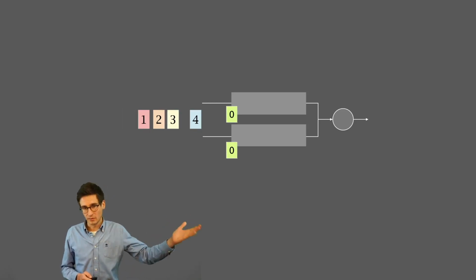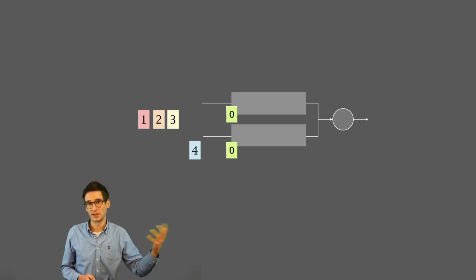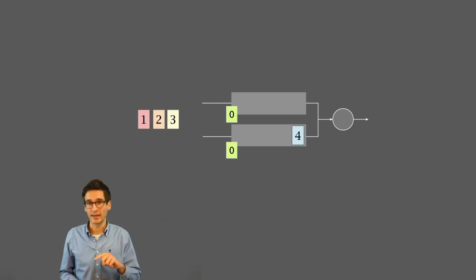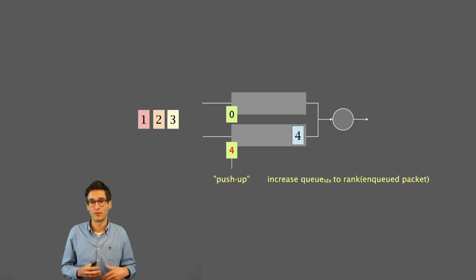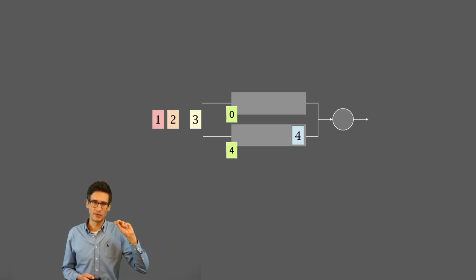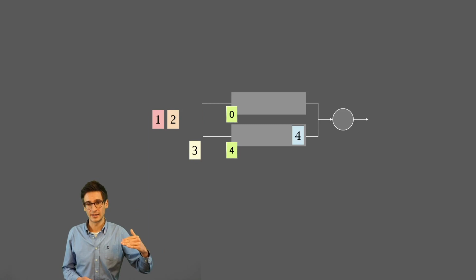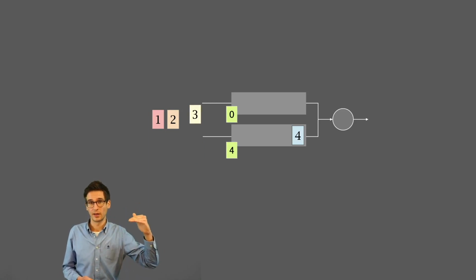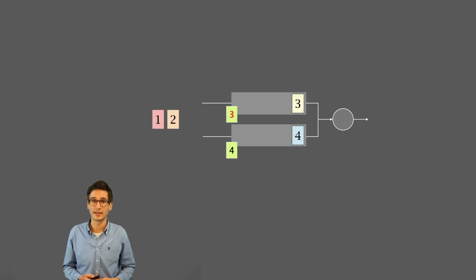So we take the first packet, and we scan the bottom queue first, index of 0. 4 is greater than 0, great. We put the packet there, and then we update the index of the queue as a push-up phase to 4. Now the next packet arrives, it's a rank 3, so 3 is more prioritized than 4, the rank is lower. We'll scan the queues, 3 is less than 4, so it cannot go into the first queue, so it will go in the second queue, the highest priority queue. And we'll queue it there, and then we'll update the index accordingly.